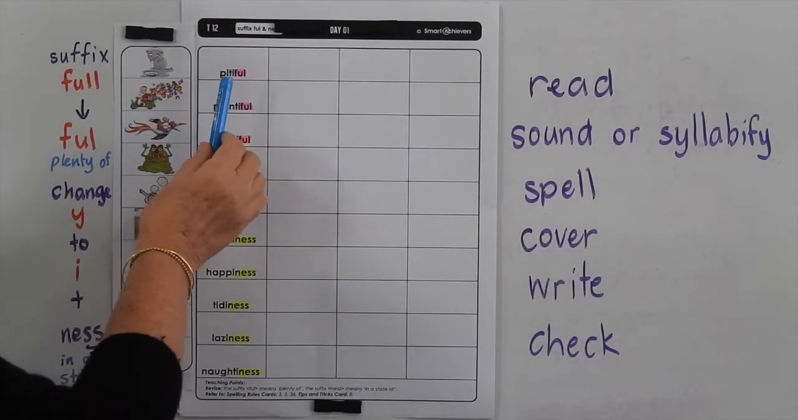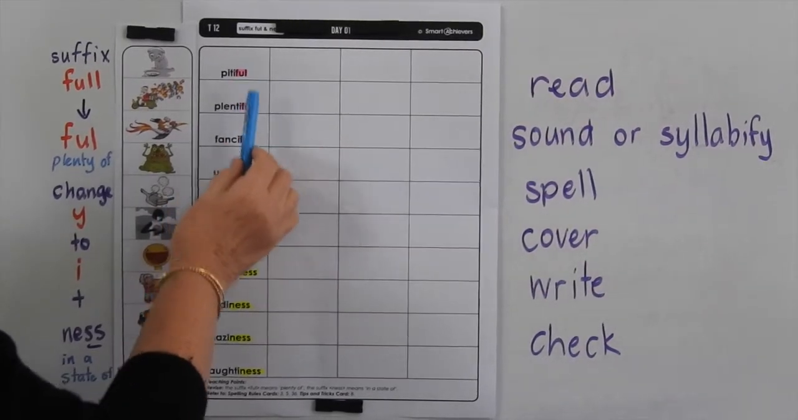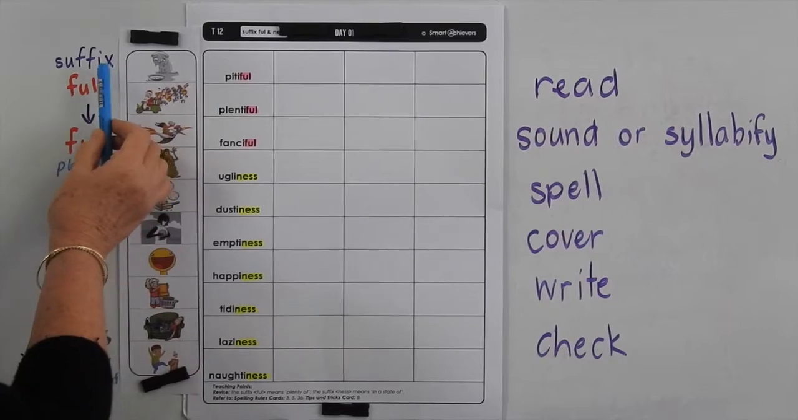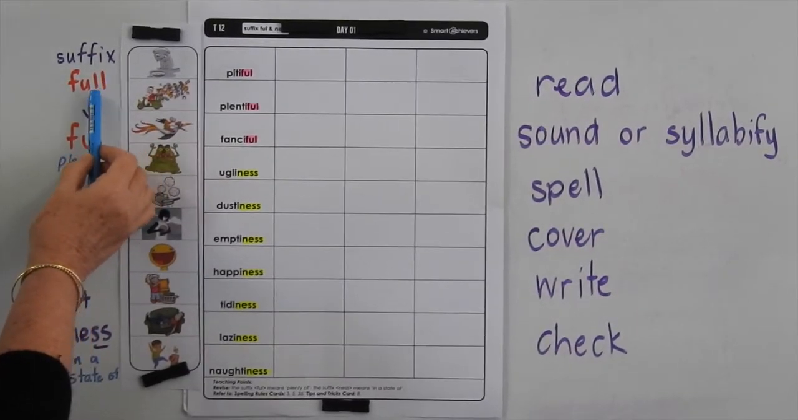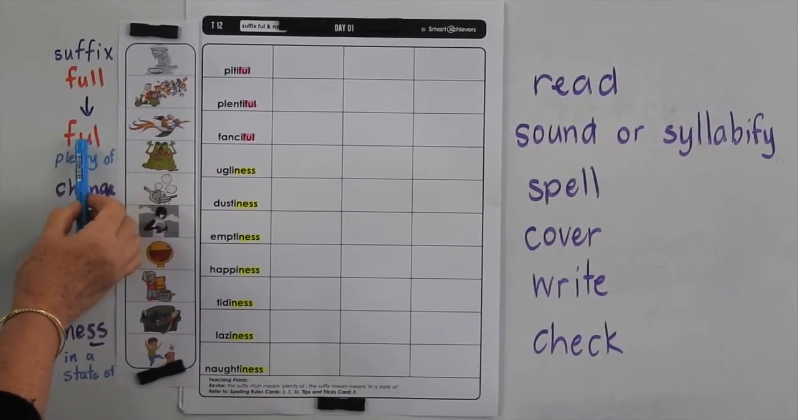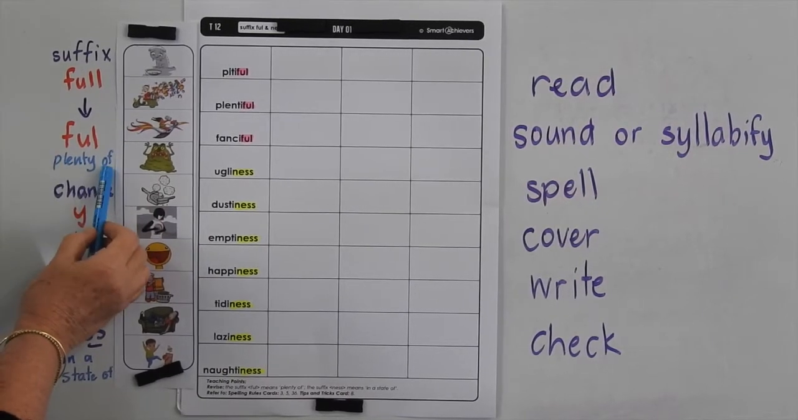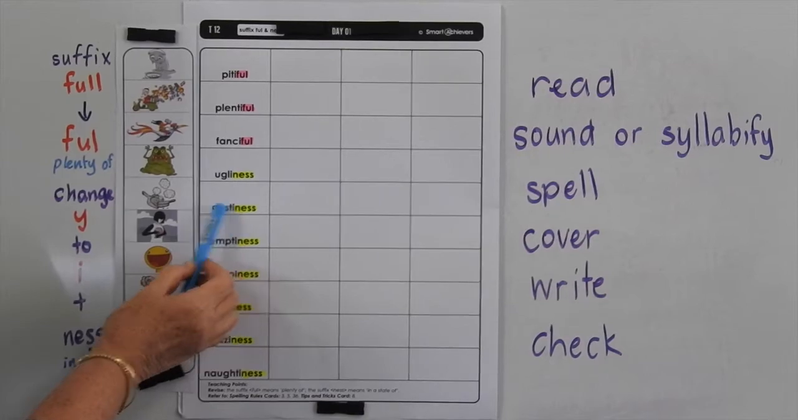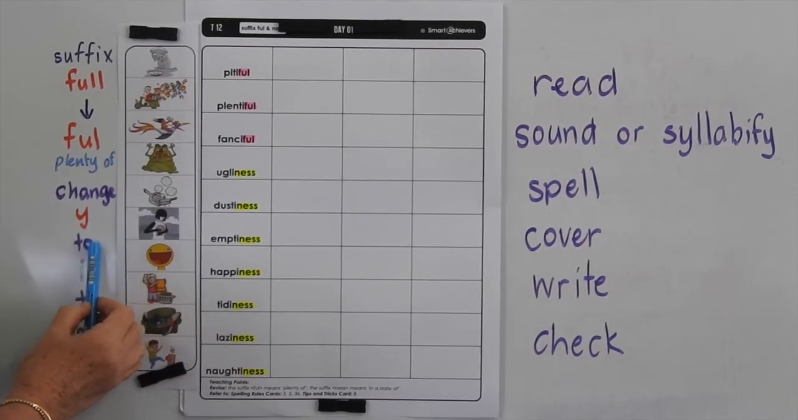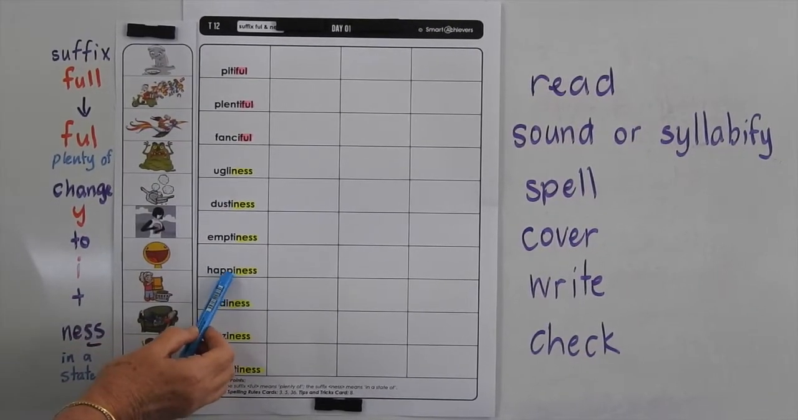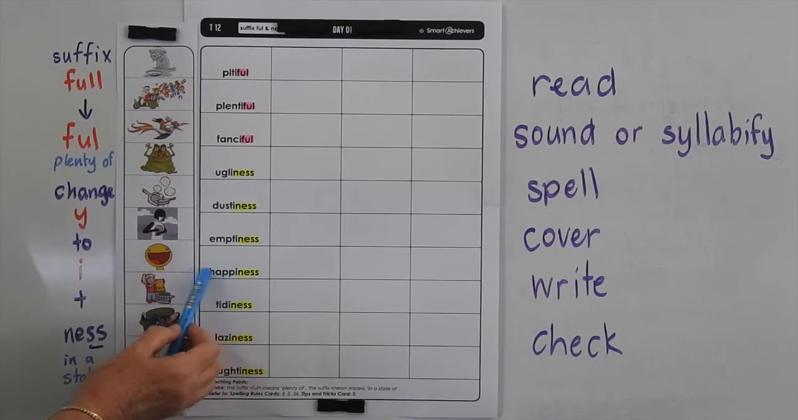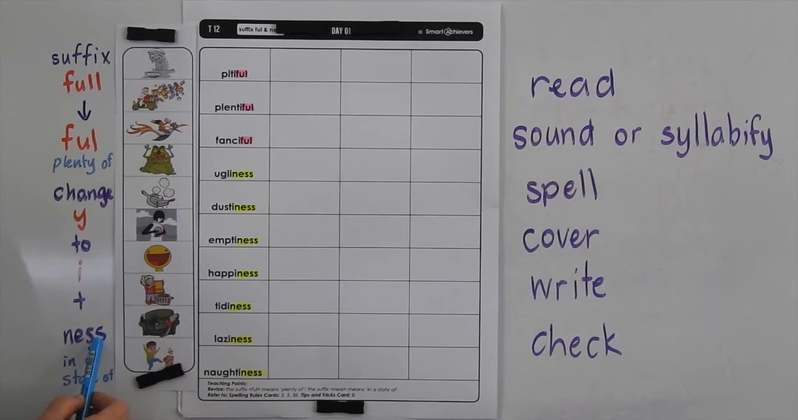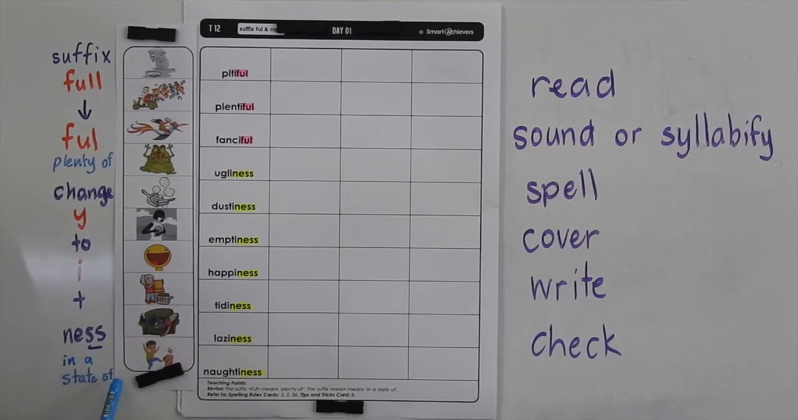In these words we're adding the suffixes full or ness to the base or root word. So the suffix full, when you add it to a root or a base word, you're dropping one L, and it means plenty of. And in these ones here, if a word ends in Y, you've got to remember to change the Y to an I if there's a consonant before the Y, before we add the suffix ness. And ness means in a state of.